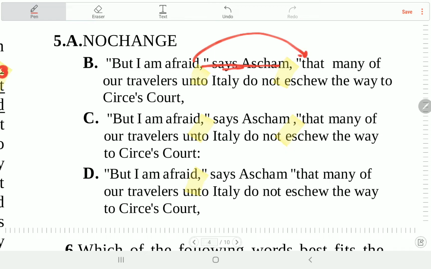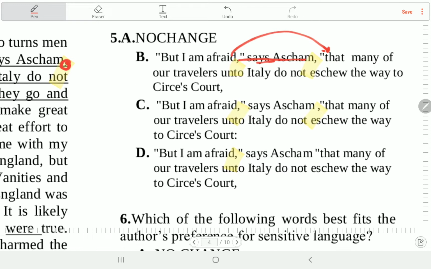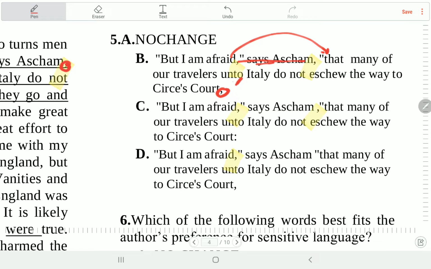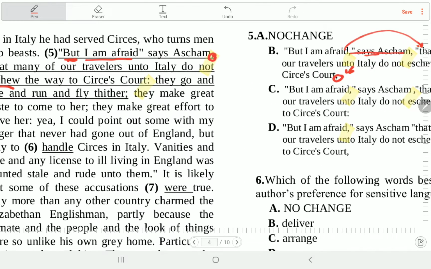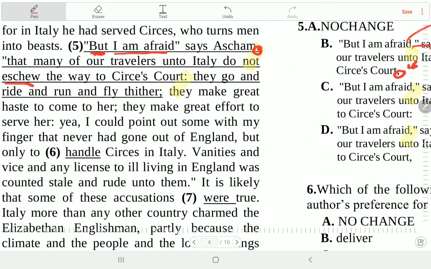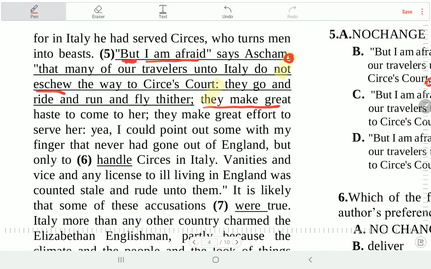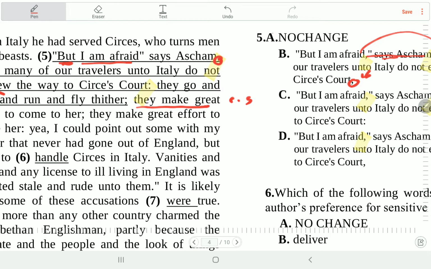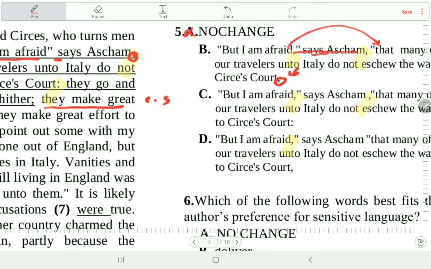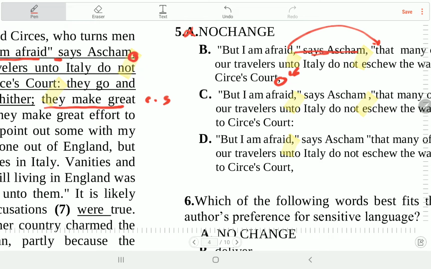Okay. Many of our travelers unto Italy do not eschew, do not avoid, the way of Circe's court. بعدين حط comma. طب تعالى نشوف كده. قلنا بنشوف comma. نشوف الرانون sentence. اقرا السنتنس اللي وراها. They make great haste to come to her own. So this is a complete sentence. يبقى كده okay A تنفعش عشان we need another comma before says عشان تبقى non-essential. Okay لأن اتفقنا non-essential to similar punctuation marks. طب هنا this is a run-on sentence, two complete ideas with a comma.